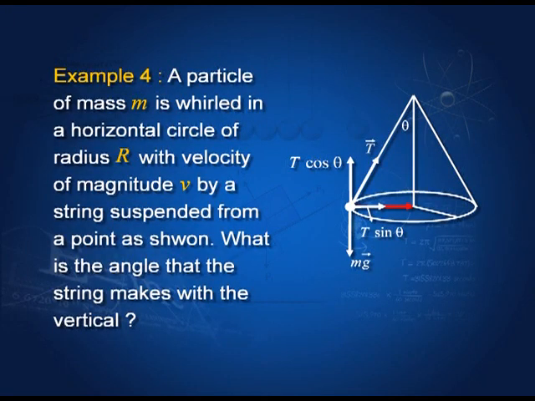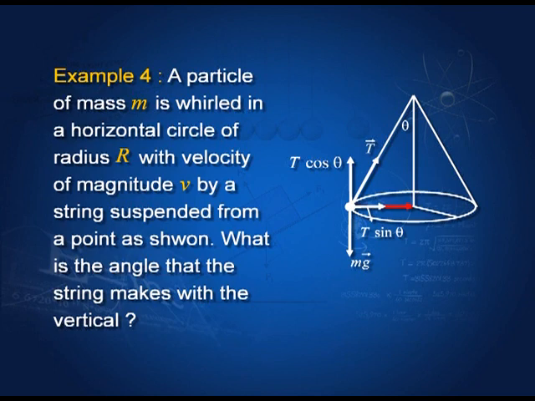This is the string, there is a tension T, this is the object of weight mg, and this tension can be broken up into two components, T cos theta vertical and T sin theta horizontal. And remember that the object is moving like this, therefore, it experiences a force towards the center shown by the red arrow. This force is the centripetal force.